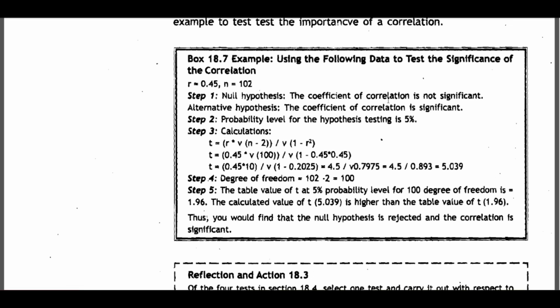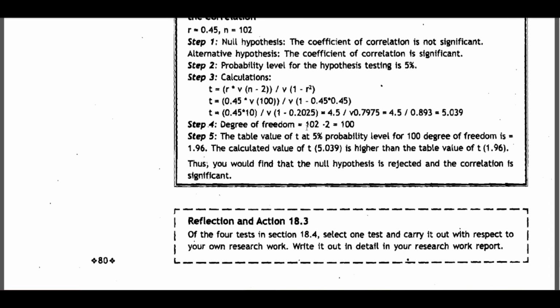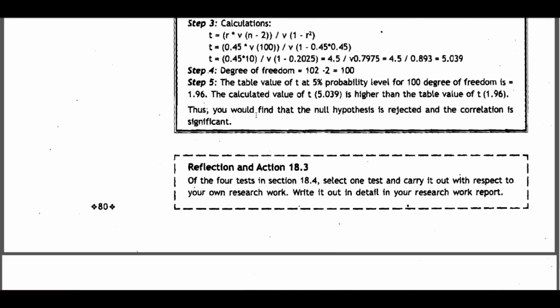The null hypothesis is that the coefficient of correlation is not significant. The alternative is that the coefficient of correlation is significant. The probability level is 5%. We calculated t as per the formula and got the value 5.039, and the degree of freedom is 102 minus 2, that is 100. The table value of t at 5% probability and 100 degrees of freedom is 1.96. The calculated value 5.039 is much higher than the table value of 1.96. Thus we find that the null hypothesis is rejected and the correlation is significant.